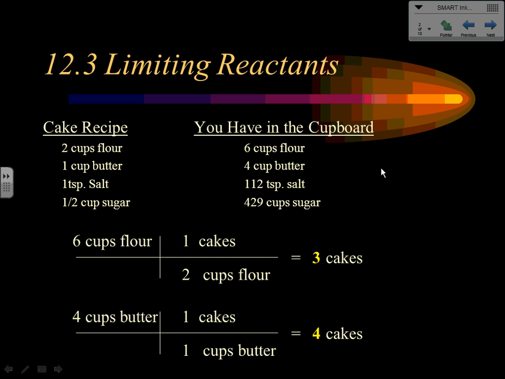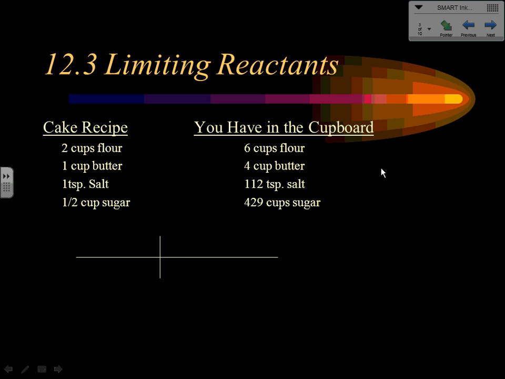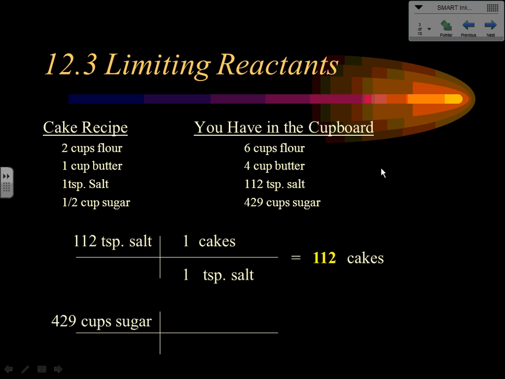Well, let's evaluate the other two. I also have salt and sugar. Well, I've got 112 teaspoons of salt in the cupboard, and I want to know how many cakes I can make from that. The recipe says for every 1 teaspoon of salt, I can make 1 cake. Well, that's 112 cakes. 3 is a whole lot less. Looks like I've got way too much salt. And then I do the same thing for sugar. I don't want cups of sugar. What I really want to know are cakes. And the recipe says for every 1/2, well, that's 0.5, I can make 1 cake. So 429 divided by 0.5 is 858.